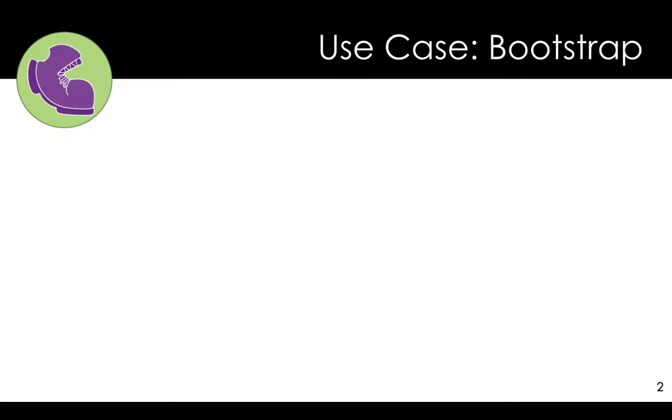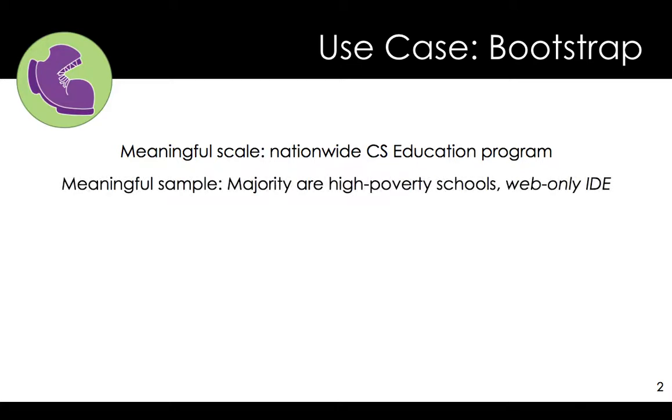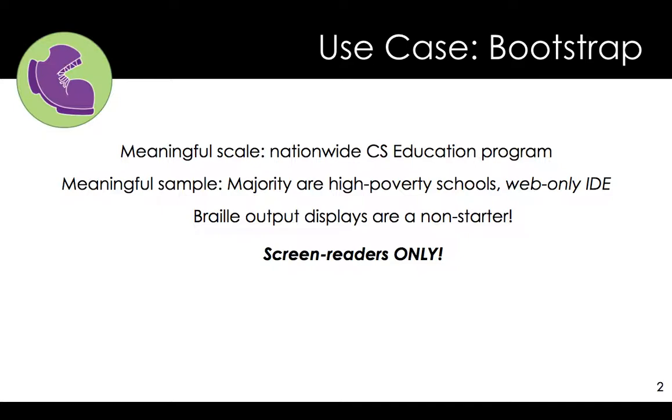Bootstrap serves as a good use case for this work. It has meaningful scale. It's a nationwide CS education program reaching tens of thousands of students each year. So we've run into many of the challenges and constraints that others may face. In addition, it's a meaningful sample. The majority of our students are in high poverty schools, which means that teachers don't have the ability to purchase, download, and install custom software. Our IDE has to live entirely on the web. In addition, these schools lack the funding to purchase specialized equipment like Braille output displays. So the only assistive technology that we can rely on are screen readers.